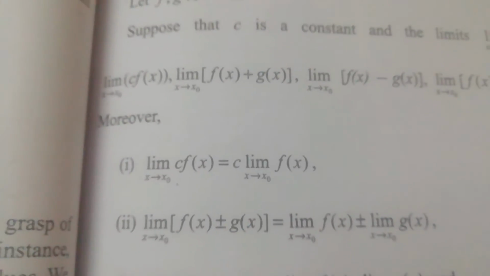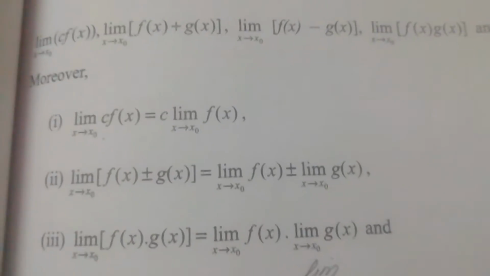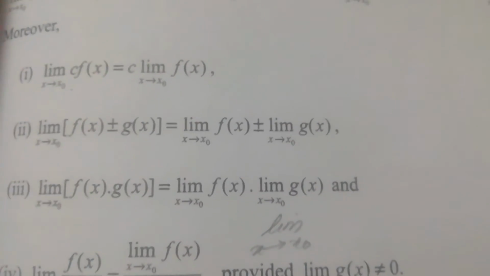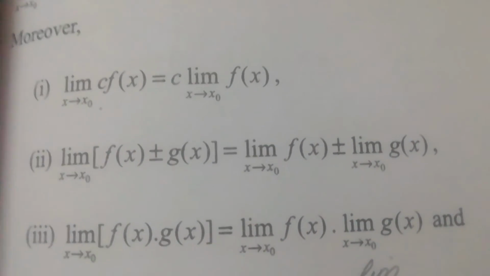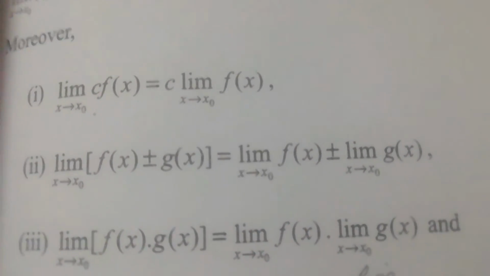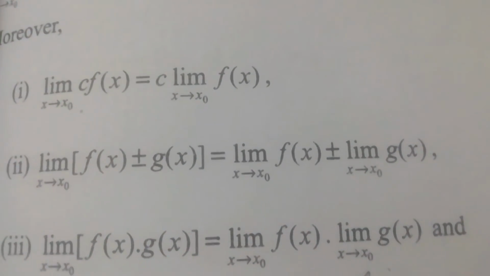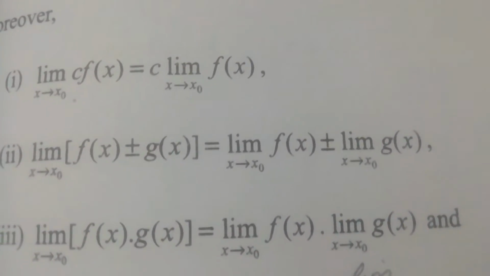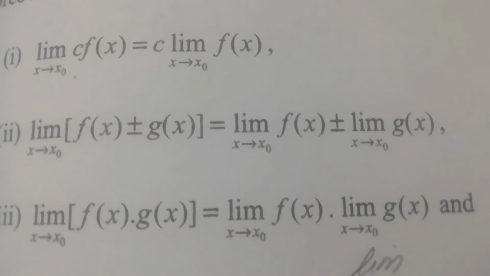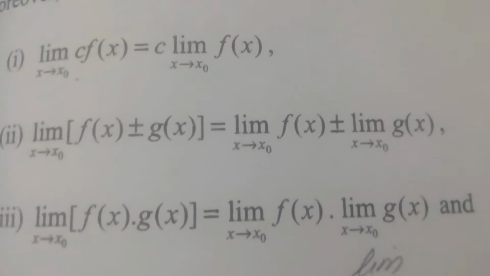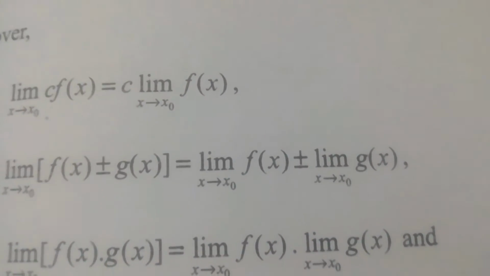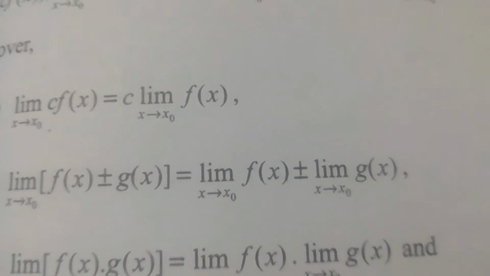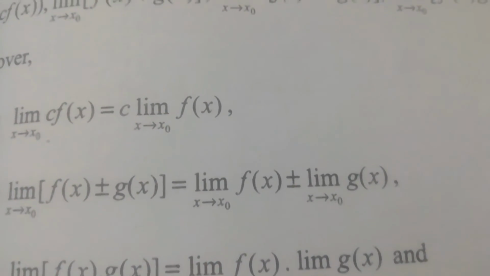Now the properties of limits. What are the properties? The limit x tends to x naught of c f of x, where c is any constant. Suppose they give 3 into x plus 4. Now the 3 is a constant. So if we are given a constant into the function of x, that is c into f of x, we can take c outside. So c times the limit x tends to x naught f of x.